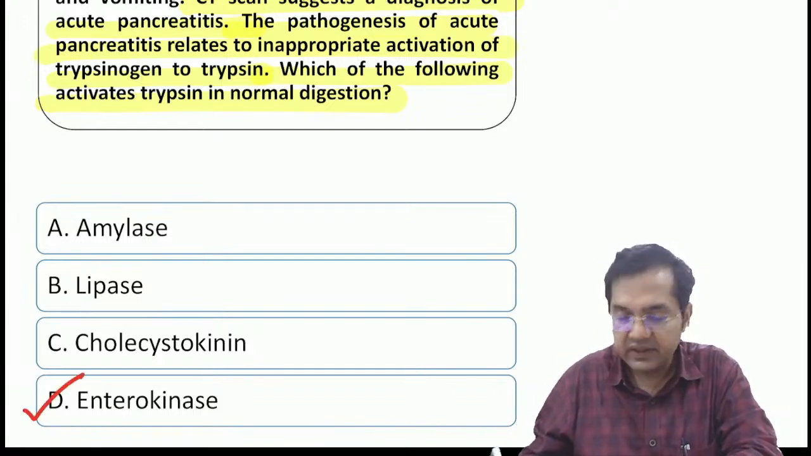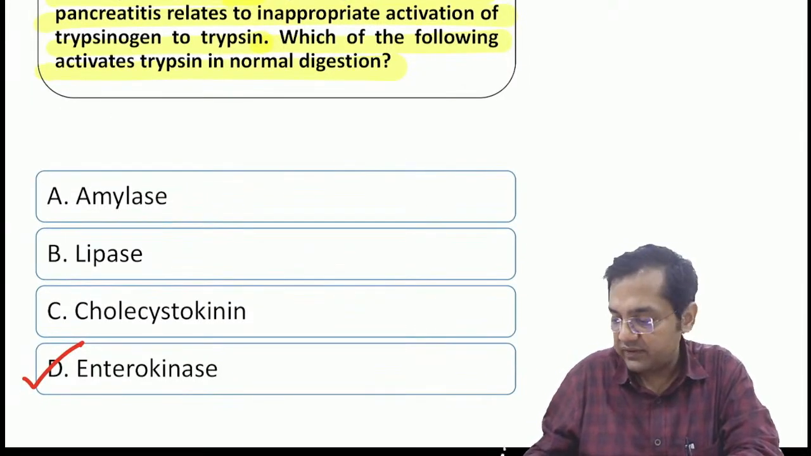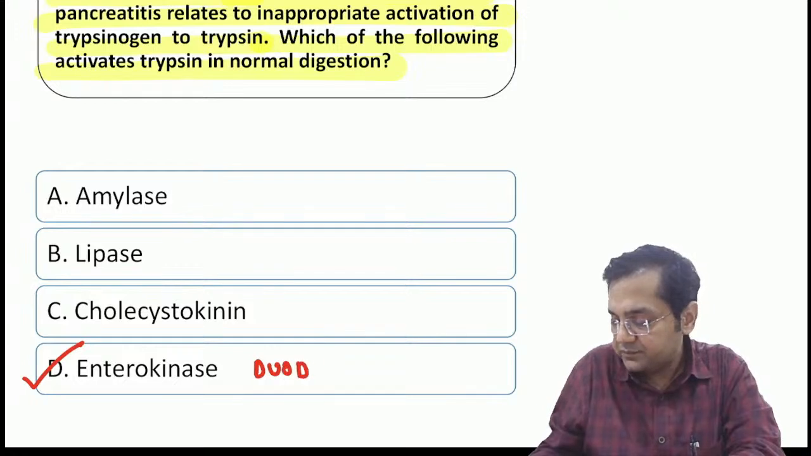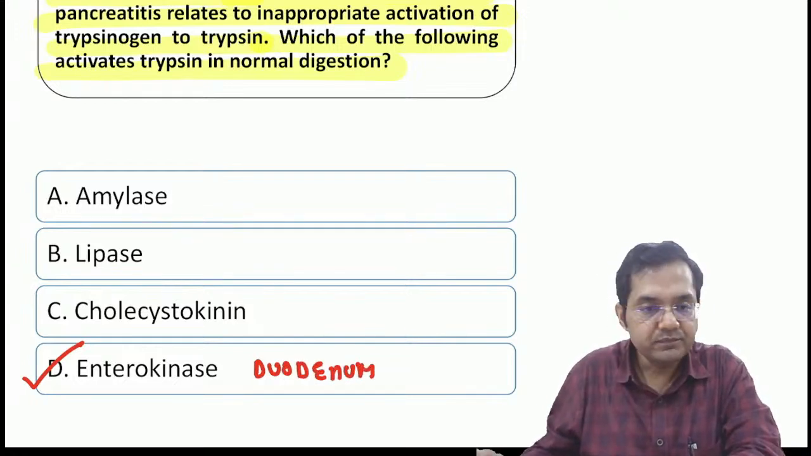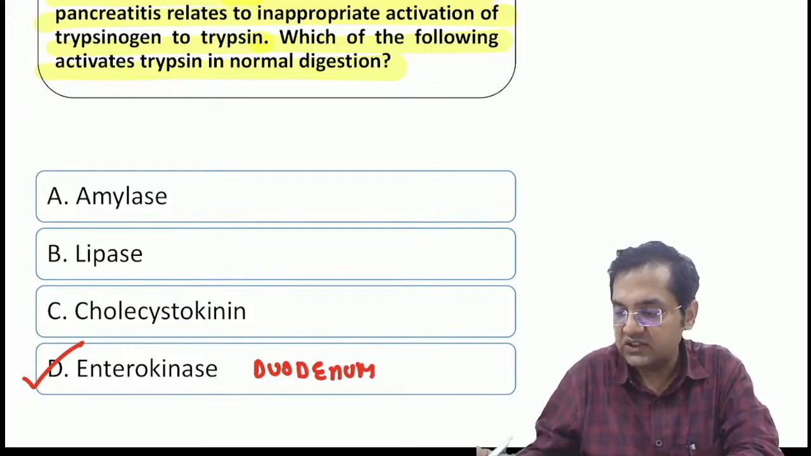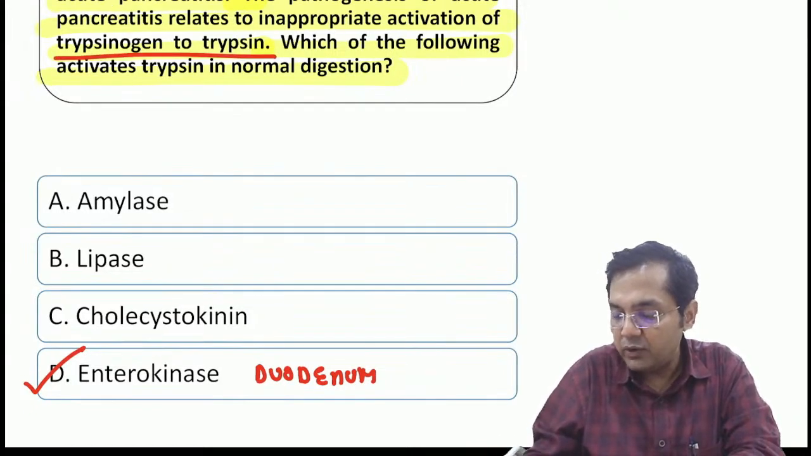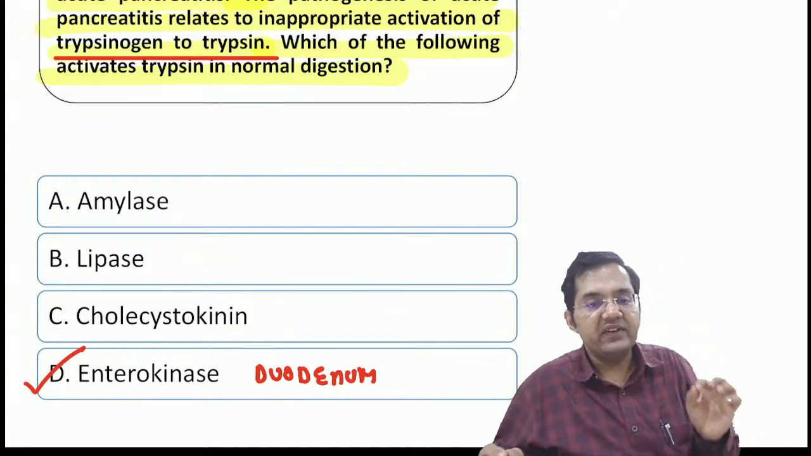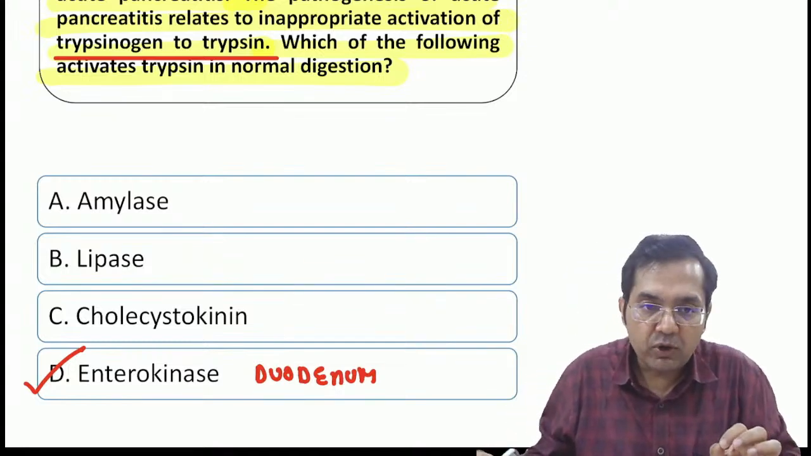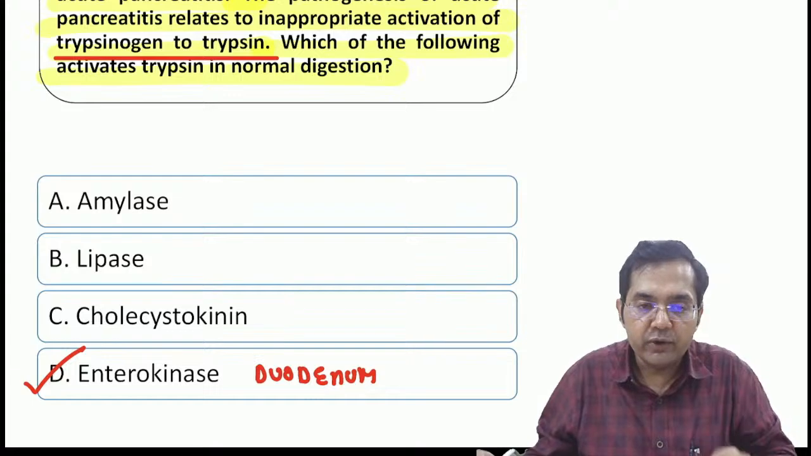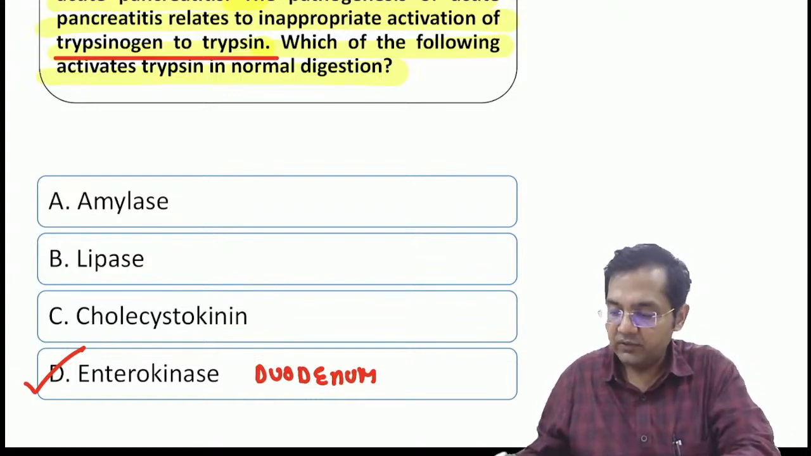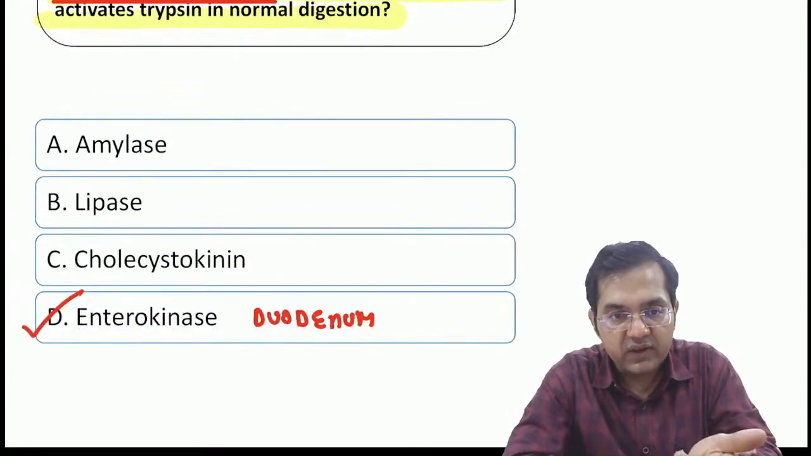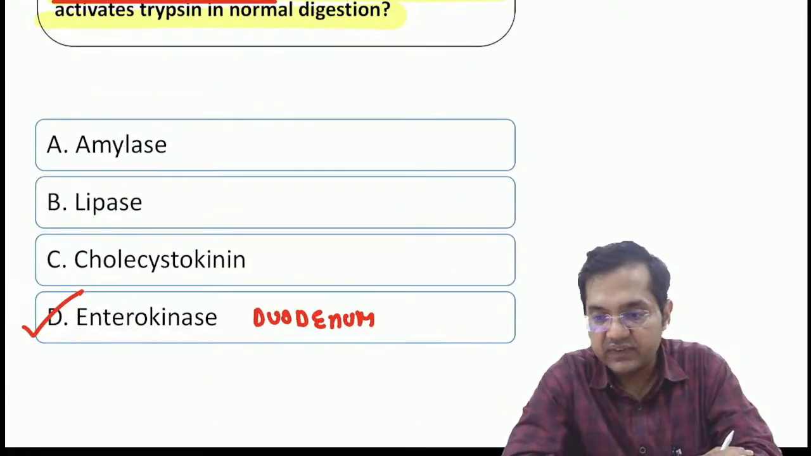Please remember the answer is enterokinase. Enterokinase is released from the duodenum, which causes conversion of trypsinogen to trypsin. It's a very, very important MCQ. It definitely can come in your prof exam, and it is a very commonly asked question. So enterokinase converts trypsinogen to trypsin. I have also given you another question on enterokinase that I will discuss later.